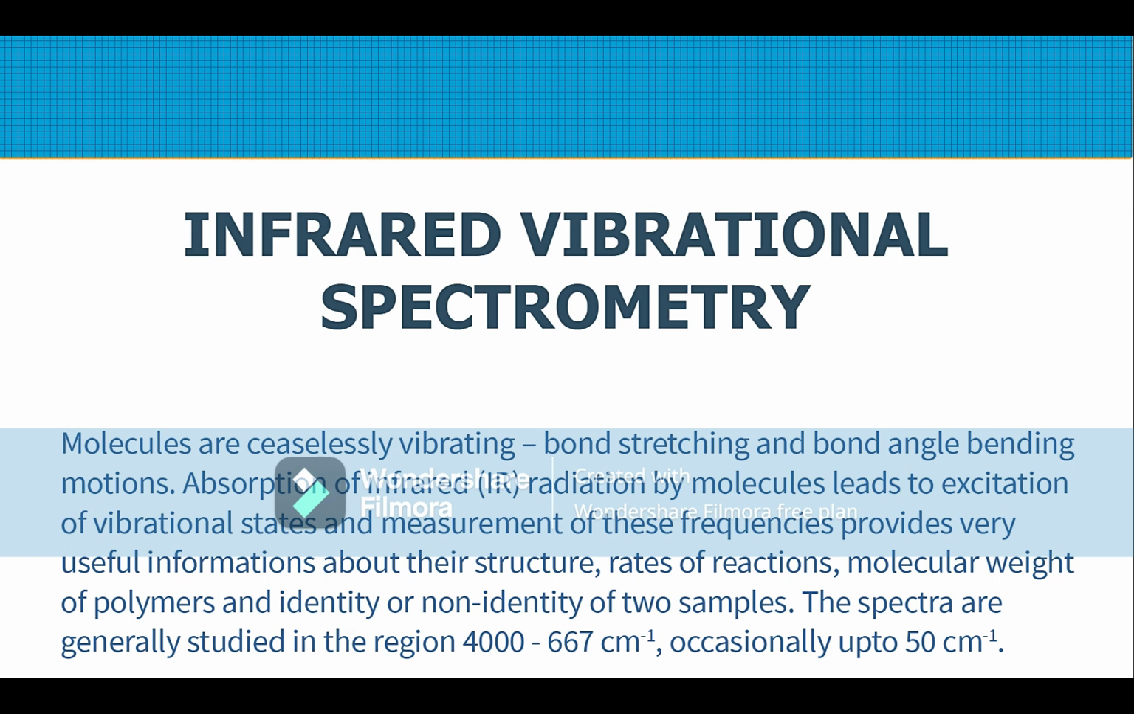And lower frequency region, that is the range 1000 to nearly 50 reciprocal centimeter, is also used for the study of coordination compounds, because in coordination compounds a metal is bonded to several ligands. Therefore, the metal ligand bonds are very weak. So for their study, we use the far infrared radiation extending from 1000 to nearly 50 reciprocal centimeters. But for most purposes, mid-IR region between 4000 to 660 reciprocal centimeter is used.